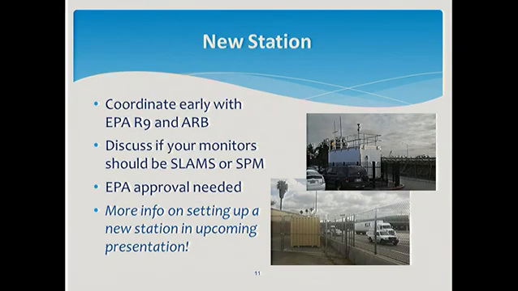New station. The preferred process is to let us know as early as possible. Determine the type of monitor you want again. EPA approval is needed, but generally this can be done as part of your annual network plan and is the preferred process that EPA likes to see. And you'll be getting a lot more information in the upcoming presentations on setting up a new station.